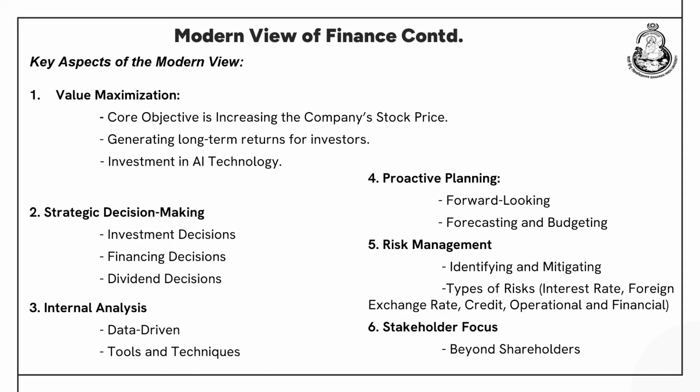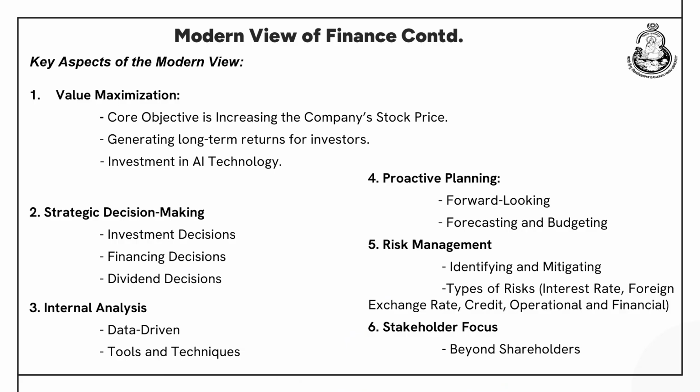So in the modern view of finance, we use different tools and techniques such as cash flow analysis, fund flow analysis, trend percentages, and ratio analysis to find the details and take decisions. Proactive planning: when we discussed the traditional view, it was a reactive kind of planning, but here we are looking forward. We are trying to be proactive. We are planning continuously for the requirements of funds, how we are going to allocate them, and tap the available opportunities.